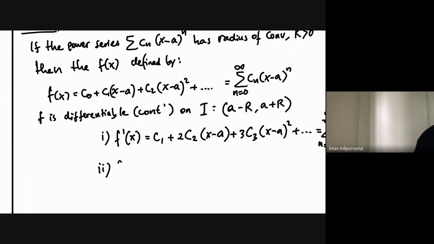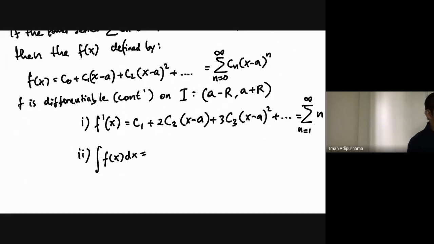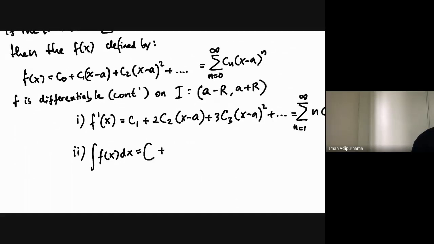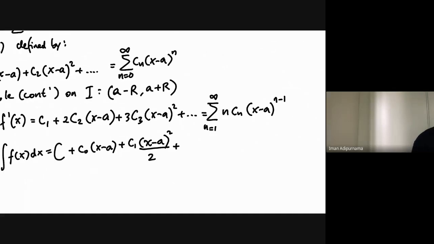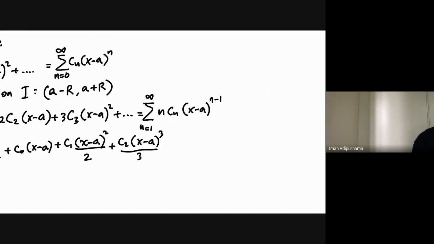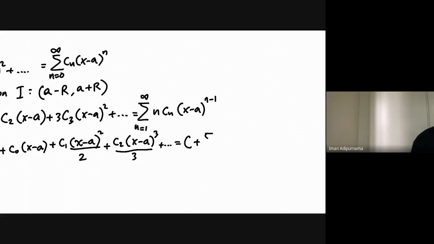Or you can also have the integration of the function itself, in which, because it's an integral, you will have another constant, because all integration should be plus c, right, at the result. So you need to add c and then add the integrated terms, c1, c2. This should be c plus the sum.